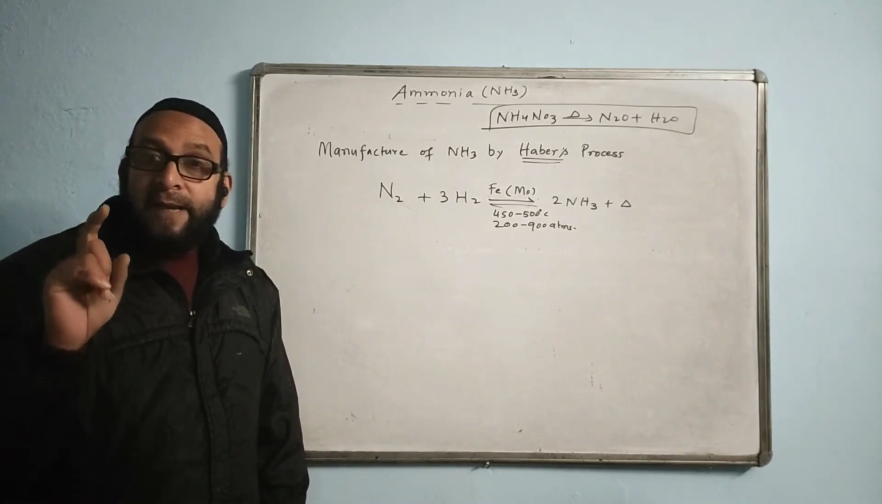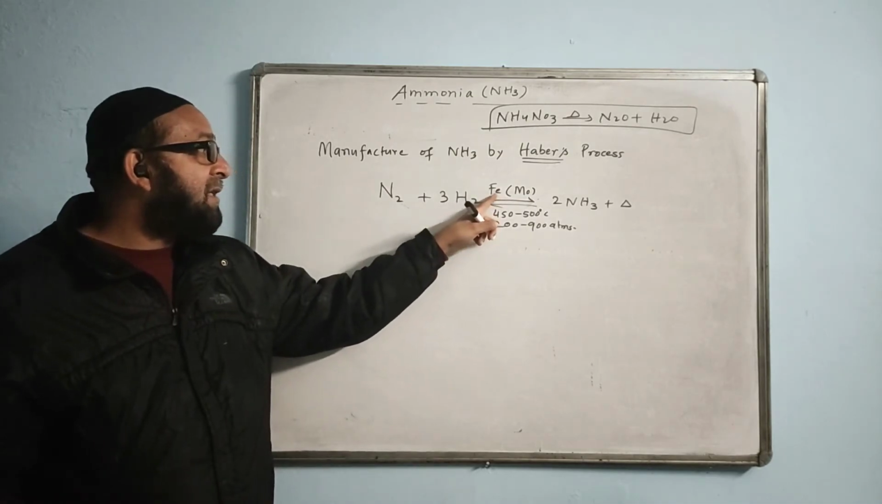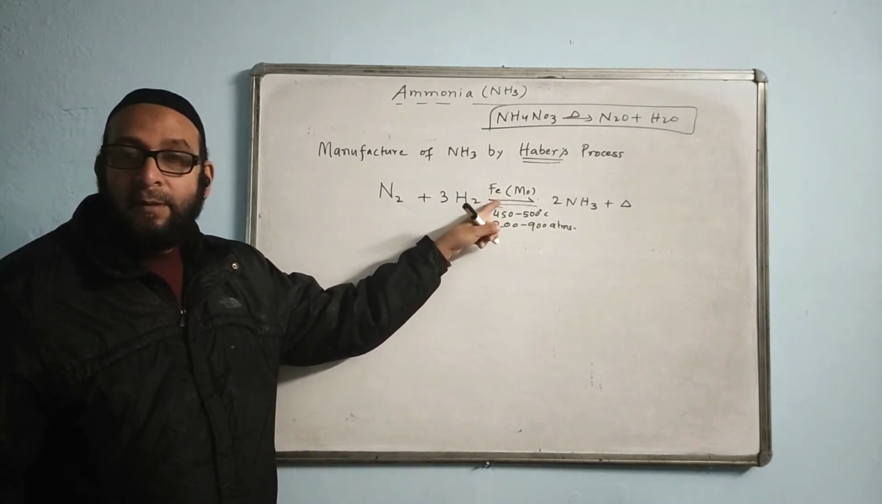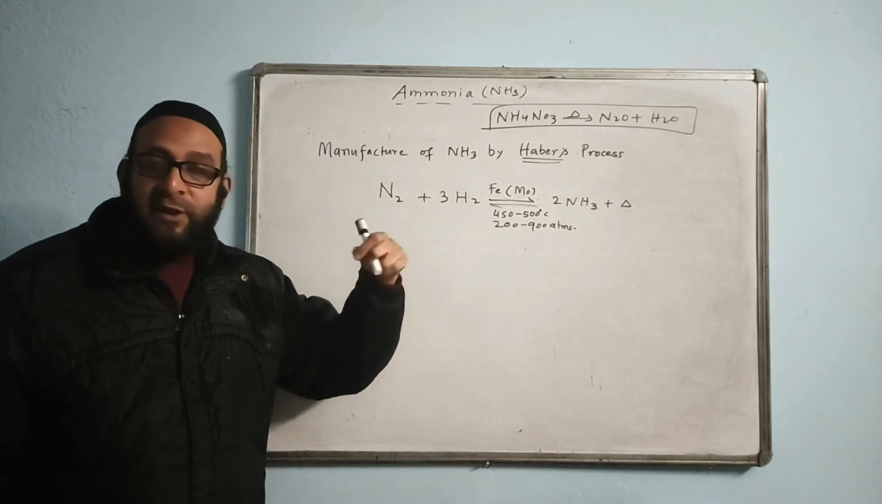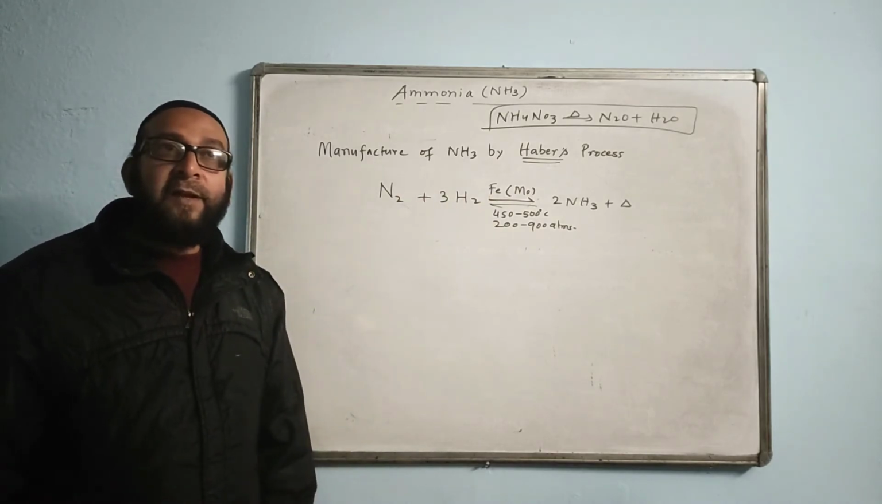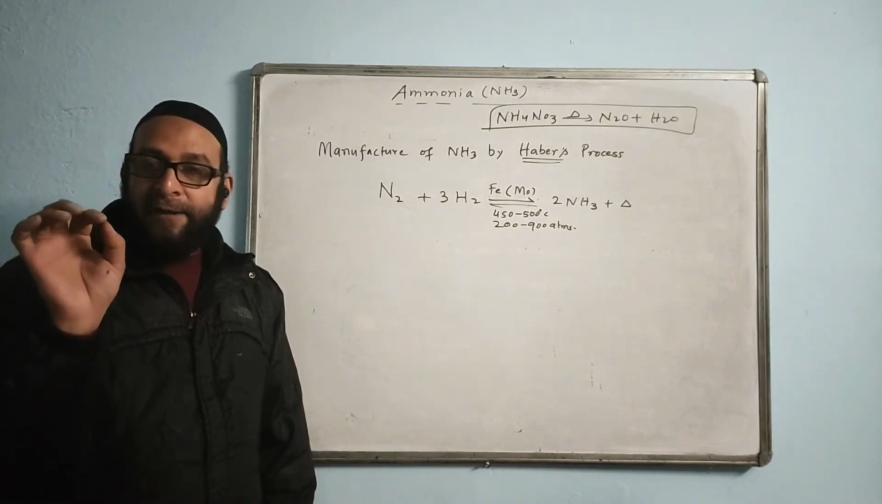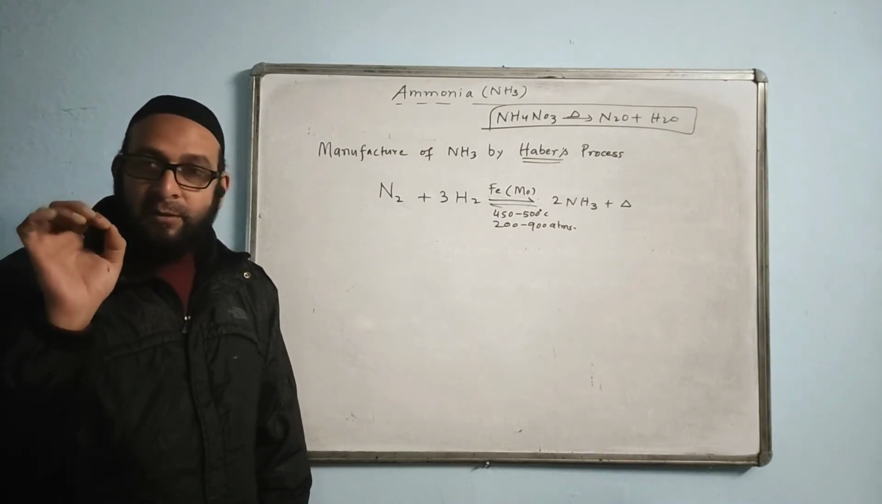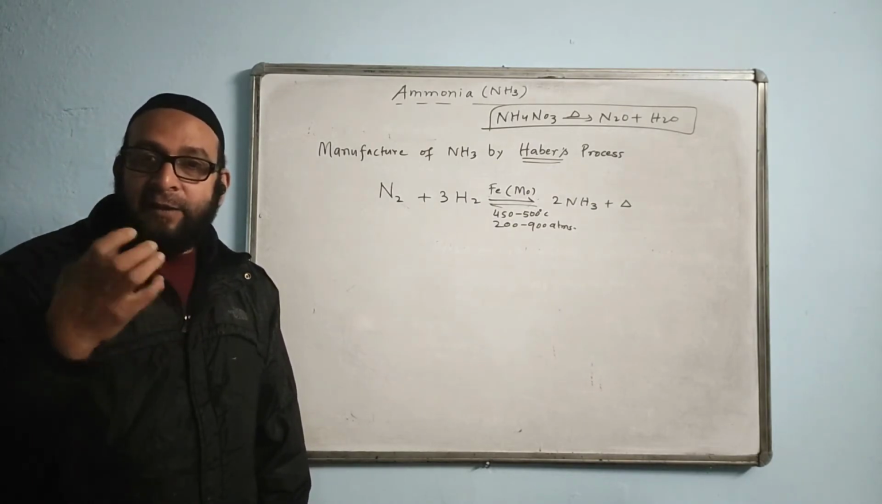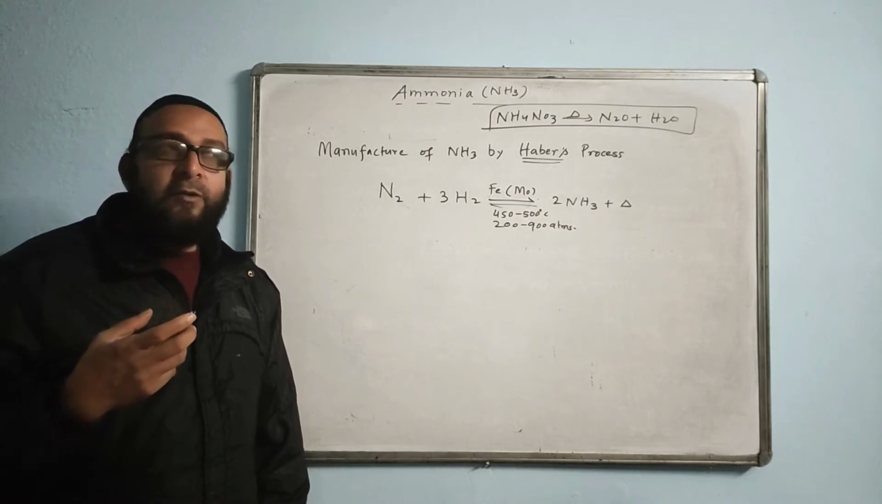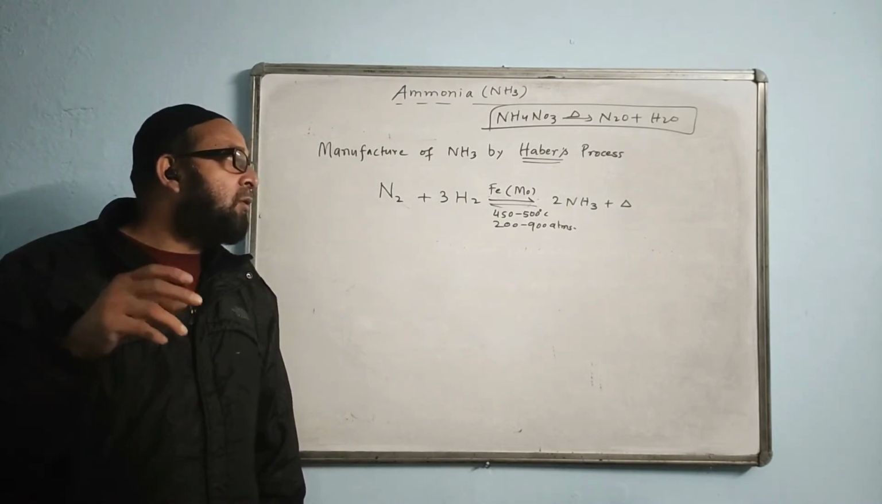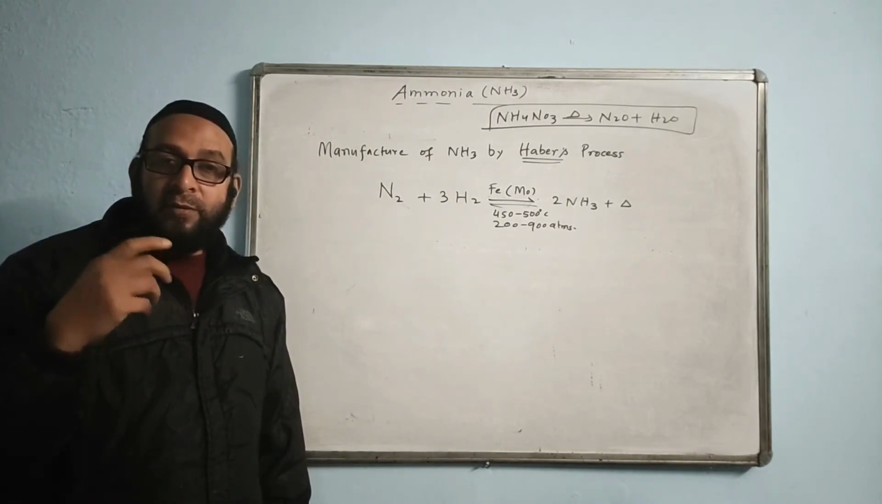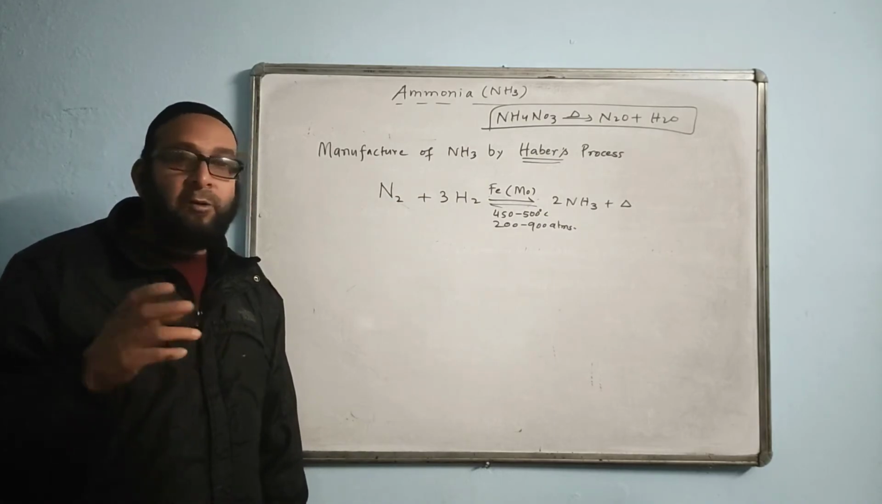What is the catalyst used in this reaction? The catalyst is iron, Fe. Iron catalyzes this reaction, but we take iron in the form of fine dust, or we say finely divided iron is used. Though I think I missed this point in the notes, you can write it down yourself extra and try to understand it also.